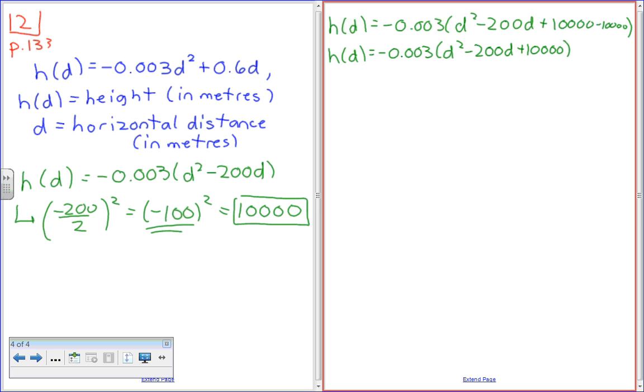Negative 3. Nope. I don't think so. I think it's plus 3. But just be careful, right? Because I have negative this times negative 10,000. There's a plus 3. Wonderful. Feeling good? I'm feeling good, but not yet great.